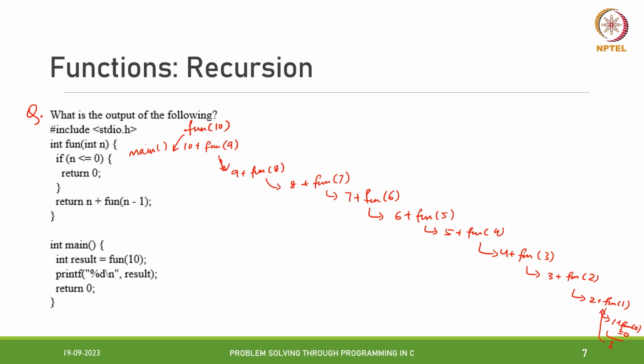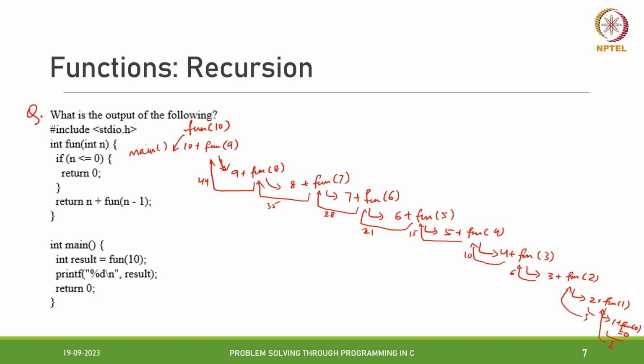That 1 will go back here. So this value will become 3. 3 goes back here, 3 will become 6. So 6 goes back here. So 6 plus 4, 10, right? 10 will go back here. 15, right? 21, 28, 35, 44.